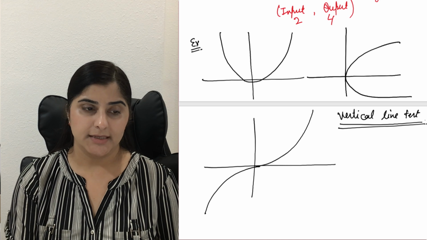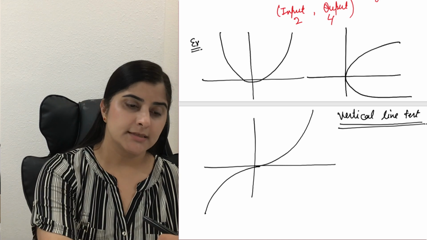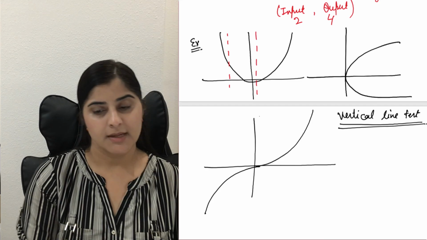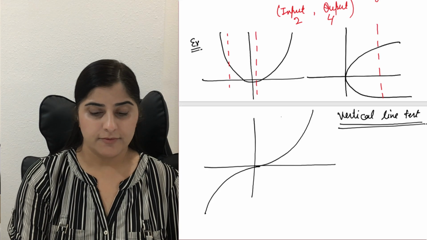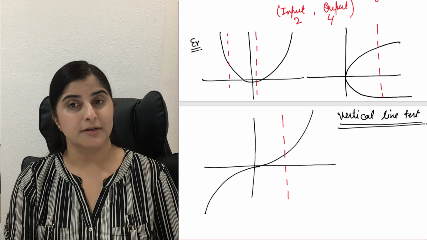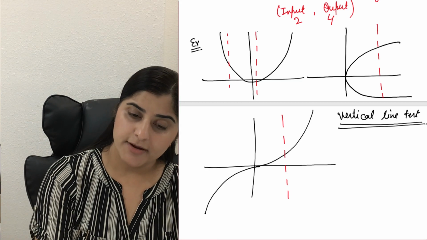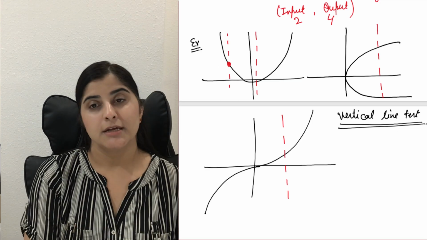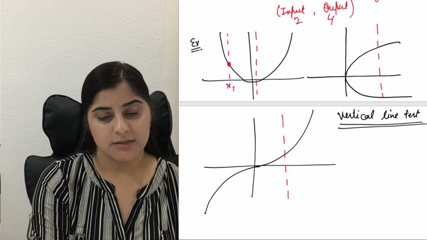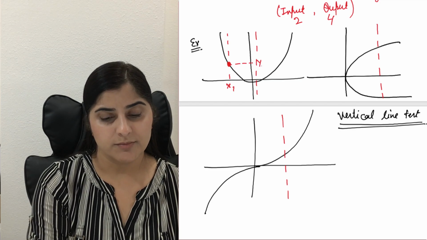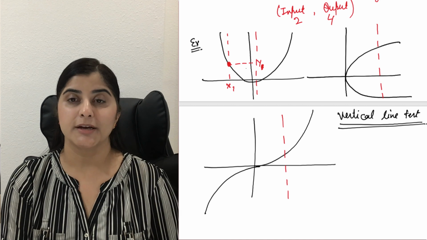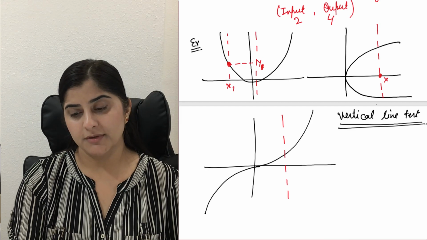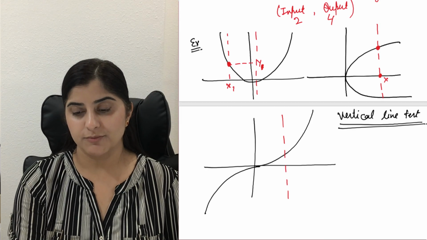What the vertical line test is saying is: draw a vertical line anywhere in the graph. If it touches the graph only once, then it is a function graph, like this. Every vertical line in this graph touches the graph only once. That means for one x value, there is only one corresponding y value, one input, one output. For this graph, let's see, for this x value, the vertical line is touching the graph at 2 points.